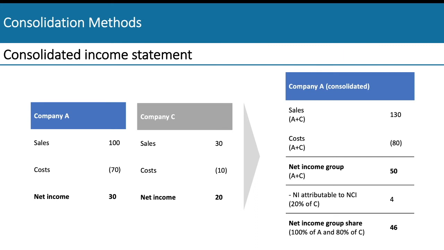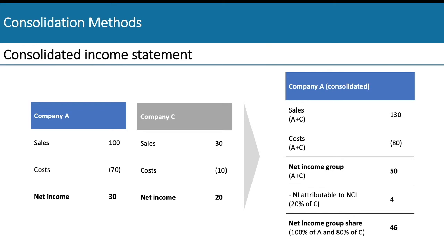Next, we consolidate the income statement. And so here again on the left hand side is the unconsolidated accounts of company A and C. Now when we consolidate, we start with the sales and we just add them together, so 130. Then we do the same with the costs. So I've just simplified the balance sheet here. We just add 70 and 10, it's 80, and we end up with 50, which is the same as if we had added the two net incomes together.